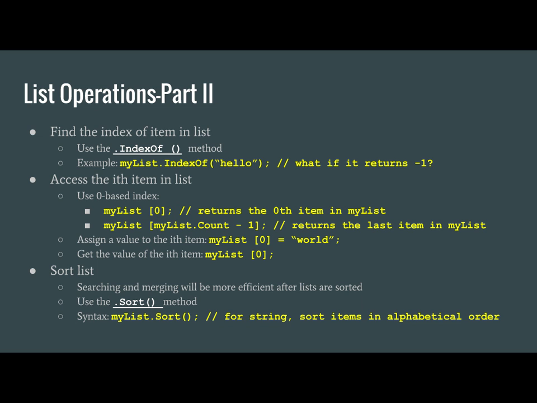So wait, does it automatically sort items in alphabetical order, or do you need to specify? Good question. For strings, it's sorted in alphabetical order. For numbers, it's sorted from smallest number to largest number. What about other things? It depends. Numbers and strings are the only two things that you need to care about right now.